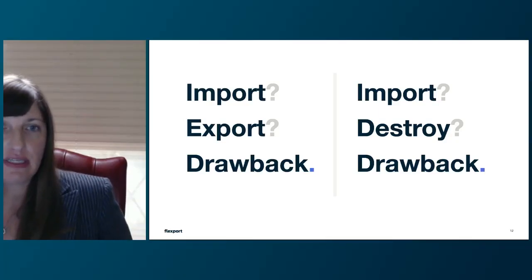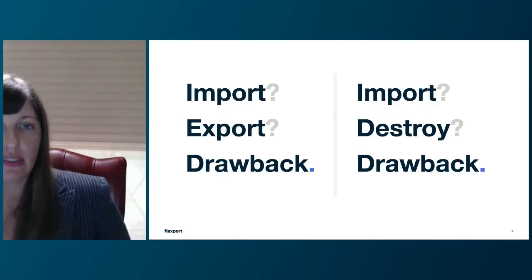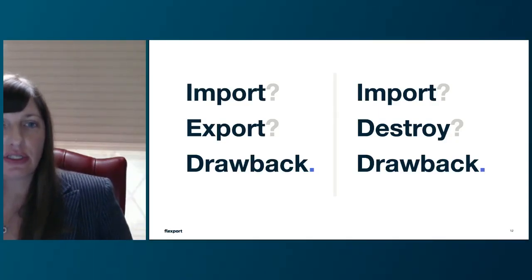The second part of the definition is exported or destroyed. For purposes of drawback, exported is defined as the movement of goods out of the US and into another country. Destruction means complete destruction so that the merchandise has no commercial value. So again, think about your business. Are you exporting your imported products? If you're not, are you selling to a domestic customer that is?